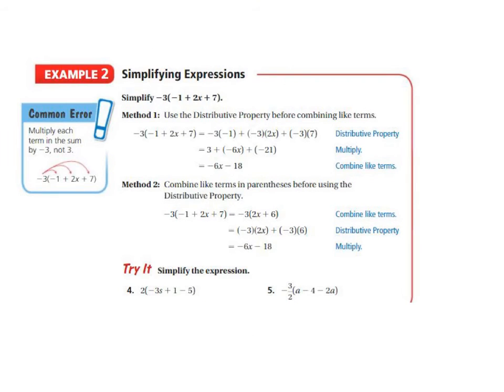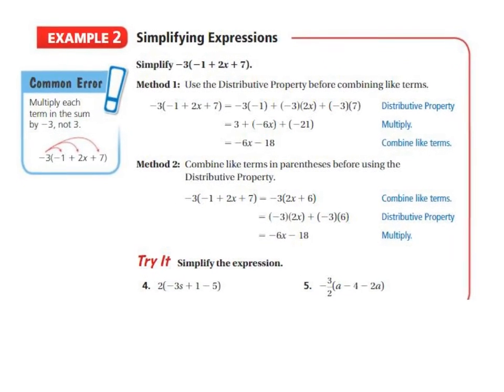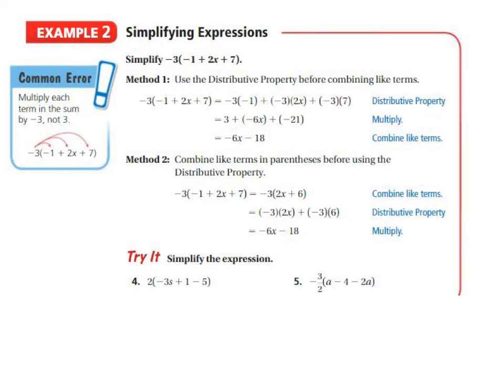And our last page here is using the distributive property to simplify expressions that are a little bit larger. I'm gonna go straight to 4 and 5 and let you look at that if you need to see some more examples. So it just involves doing 3 arrows. And I suggest you do the arrows when you do the multiplication. So 2 times -3 is -6s. 2 times 1 is 2. And 2 times -5 is -10.